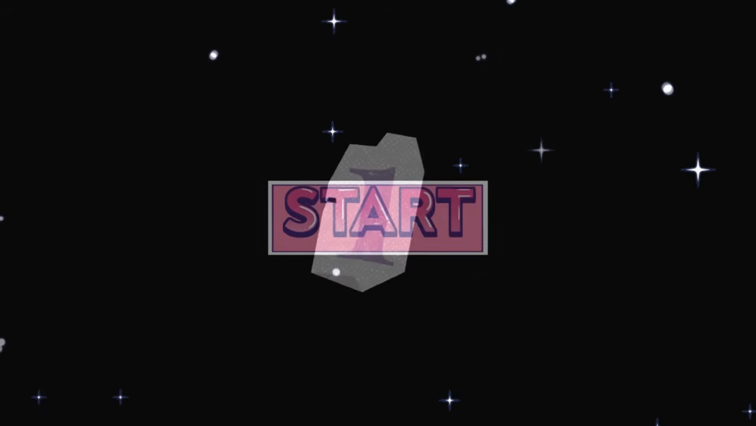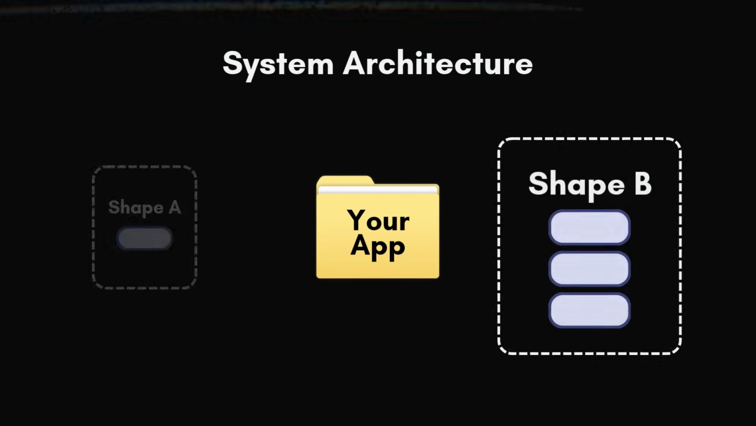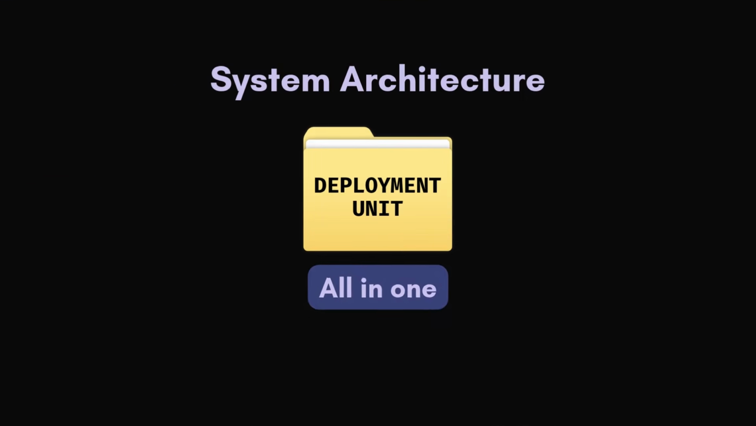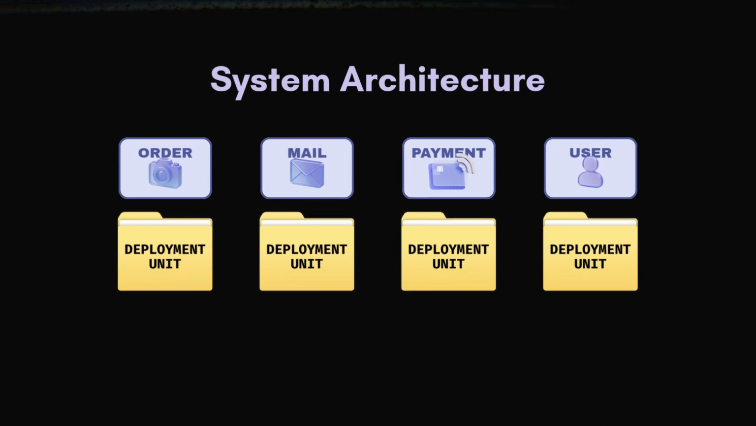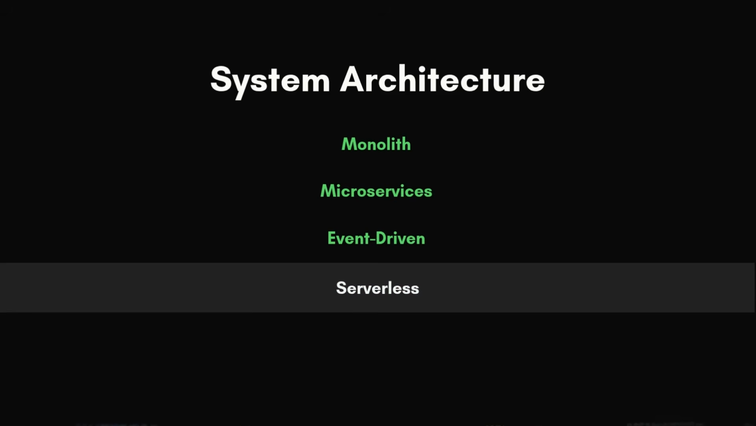Let's get started. At the highest level, we have system architecture. This is where we decide the overall shape of the system. Should everything live together inside one application? Or should we split it into multiple independent services? This is where terms like Monolith, Microservices, event-driven architecture, and serverless come in.